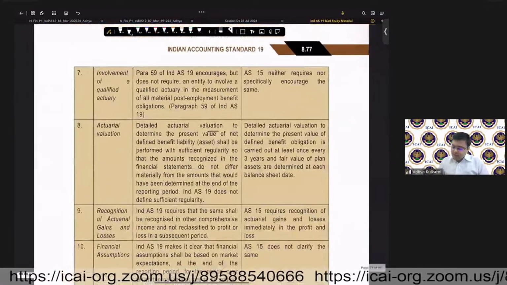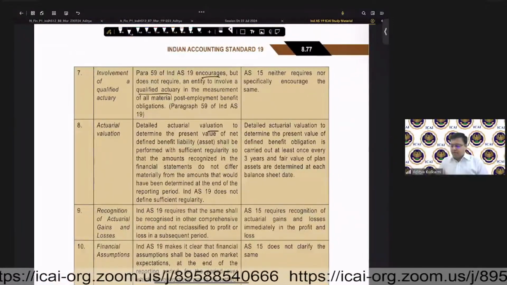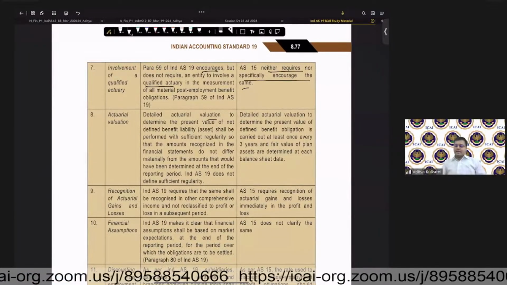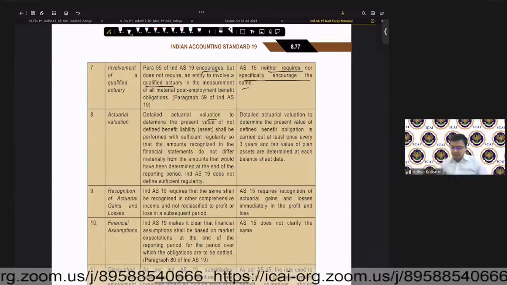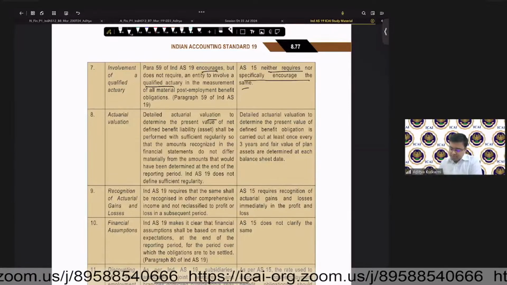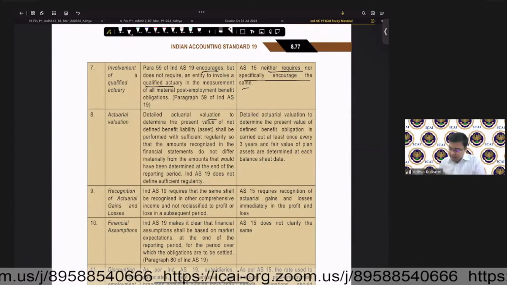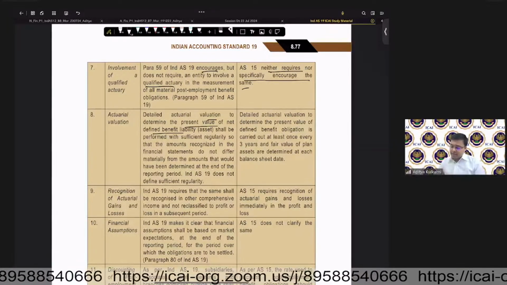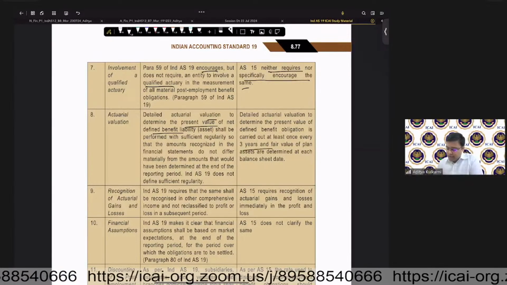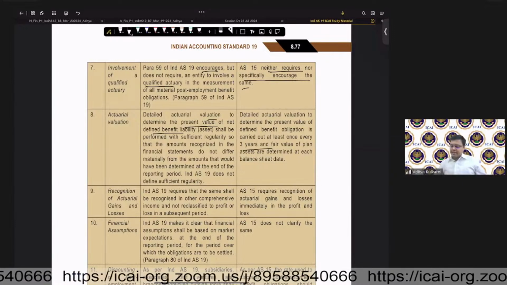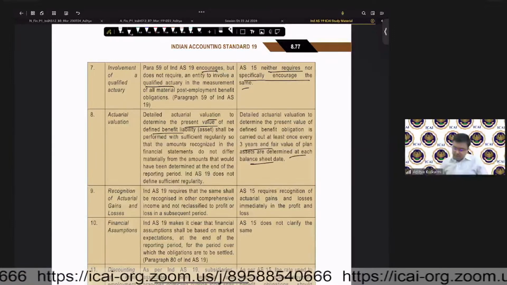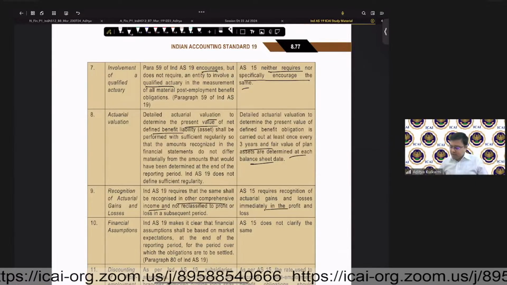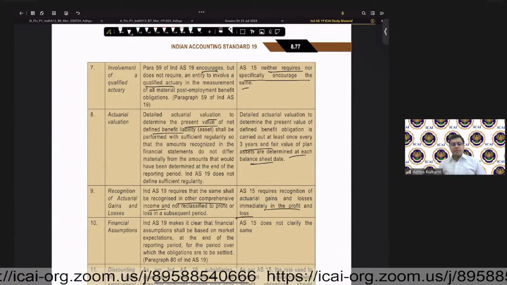Ind AS 19 encourages usage of an actuary, but AS 15 neither requires nor specifically encourages the usage of an actuary. Detailed actuarial valuation to determine the present value of net defined benefit liability is to be carried out at least every 3 years, and fair value of each plan asset is determined at each balance sheet date. Actuarial gains or losses are booked in other comprehensive income. In AS 15, it goes and sits in the P&L.